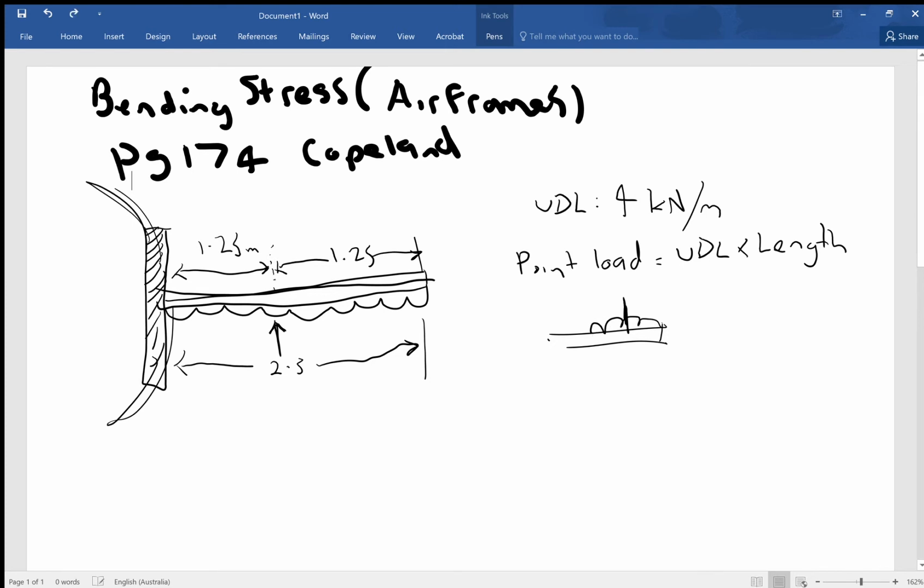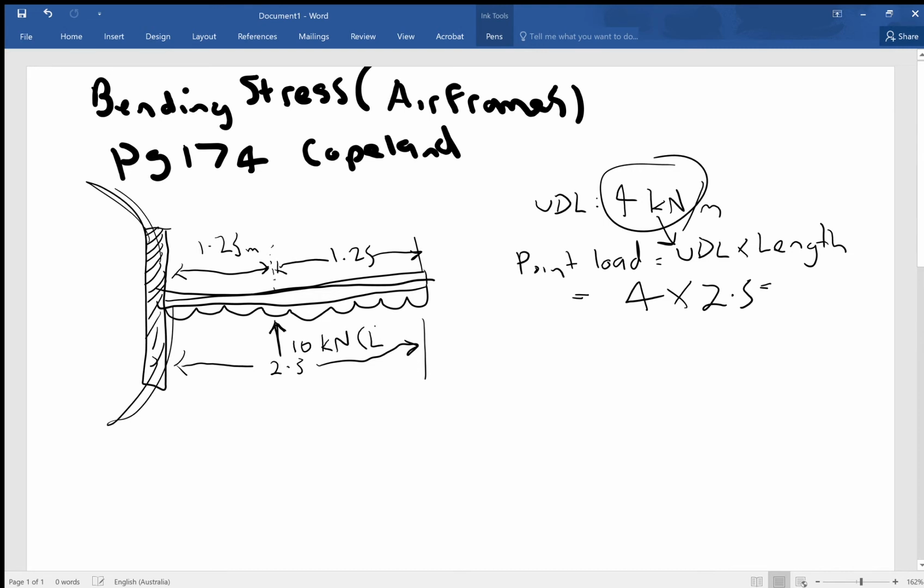Okay, so in this instance, it's going all the way along the beam, so we can assume it's just acting at the center of the beam. So that's going to be equal to 4 kilonewtons, because that's the UDL, times the distance, which is 2.5. So we end up with an equivalent force of lift, essentially, of 10 kilonewtons. We're going to put an L there for lift. So that's how we work out our point load.